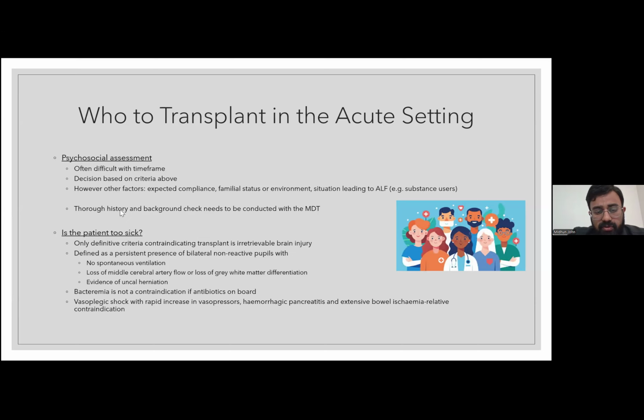Vasoplegic shock with rapid increase in vasopressors, and hemorrhagic pancreatitis and extensive bowel ischemia are considered as relative contraindications, but these are the main ones that have come out from the EASL point of view. Having said that, obviously, all the previous things that we've spoken to and alluded to earlier on also have to be applied in this particular setting in terms of the patient.